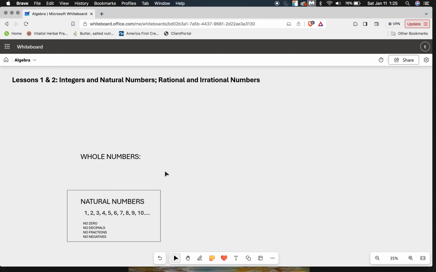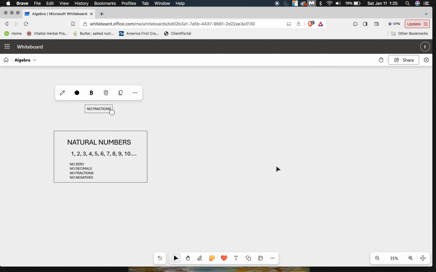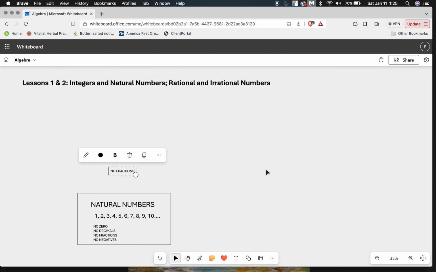Alright, and whole numbers, as you might guess, would also have no fractions and no decimals, because any fraction or decimal is like a fractured or not whole number, and no negatives. Okay, so that's the rules for whole numbers.